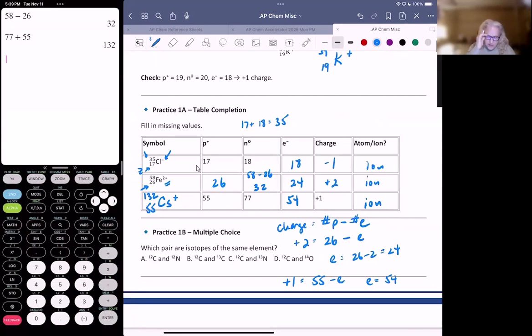So let's do the multiple choice question here. Which pair are isotopes of the same element? I'll give you about a minute to answer this question.